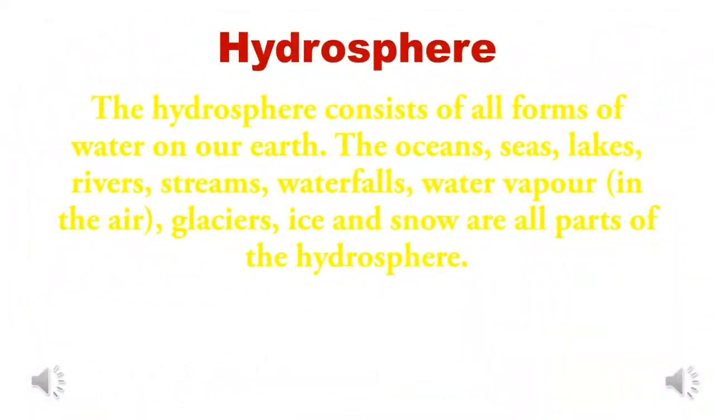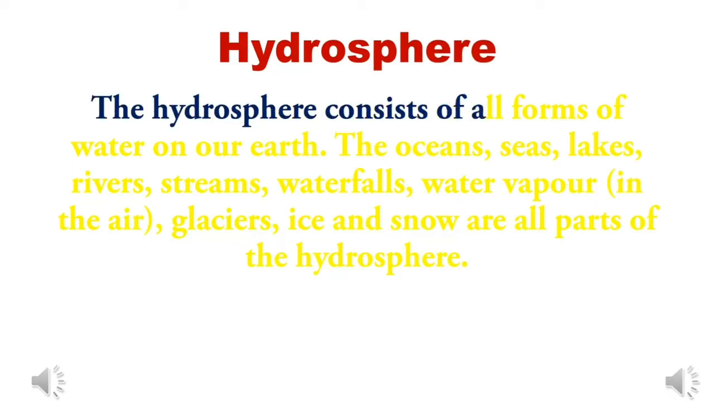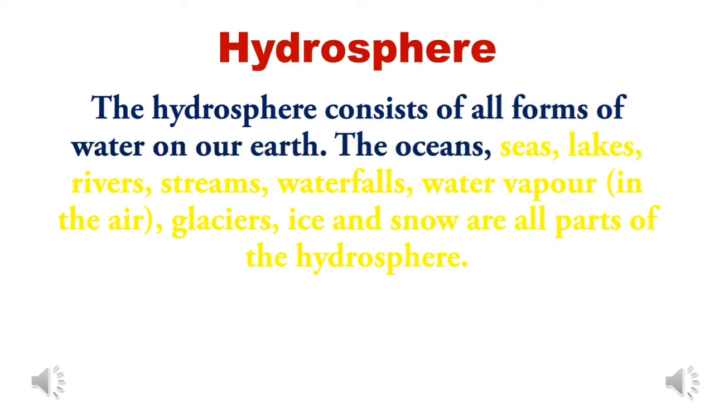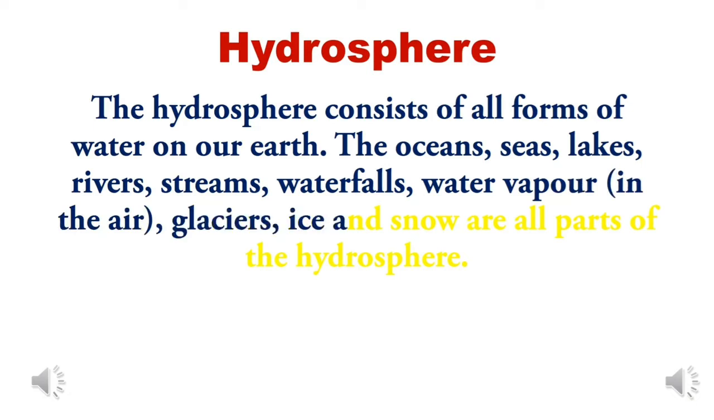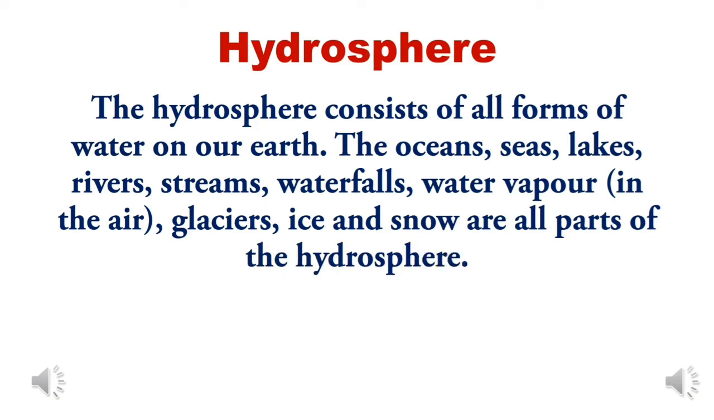Hydrosphere. The hydrosphere consists of all forms of water on our earth. The oceans, seas, lakes, rivers, streams, waterfalls, water vapor, what we find in the air, glaciers, ice, and snow are all parts of the hydrosphere.